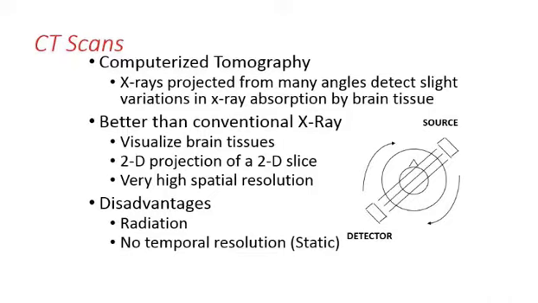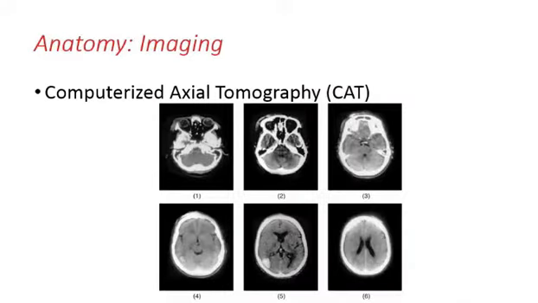So we can visualize brain tissue. We can have a two-dimensional projection of a slice, so we can do those sagittal, coronal, and axial sections that we talked about last time. And we can have very high spatial resolution in order to look at very specific brain structures. But the disadvantage is that the radiation that you get is still kind of high. I wouldn't want to do this just as a research subject. And it doesn't really have any temporal resolution. It's only a static picture in time. It doesn't look at the brain processing over time or changes over time.